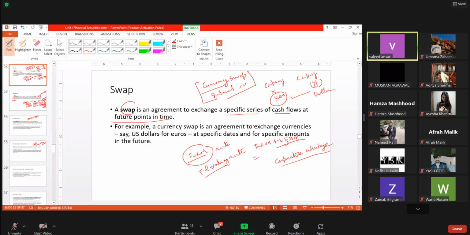And in international finance, we normally take an example to illustrate how this is done, but this is the crux of these swap arrangements. So these are derivative securities, and forwards and options are the basic building blocks.